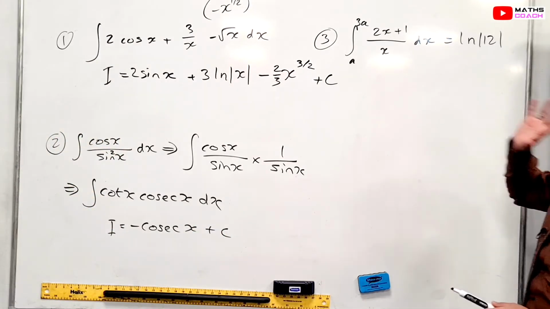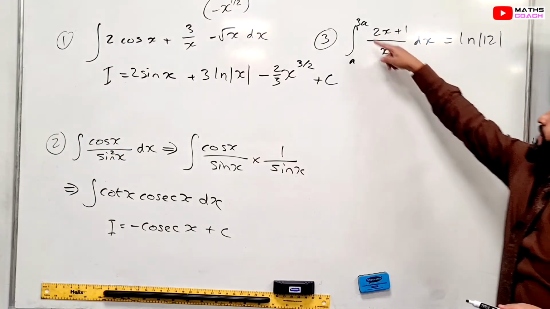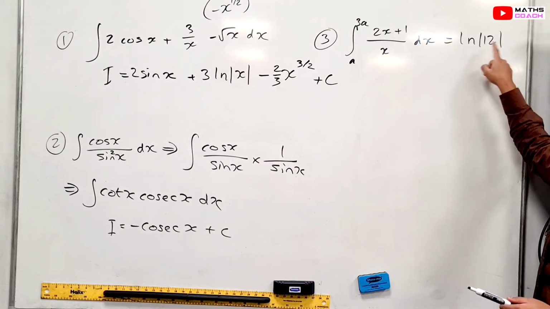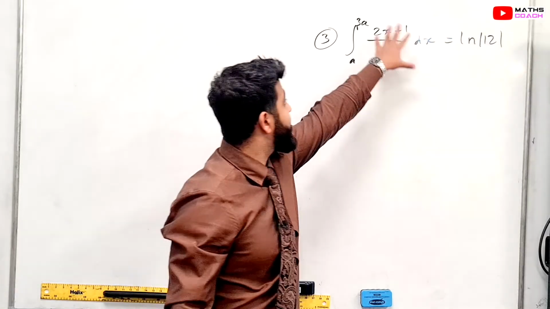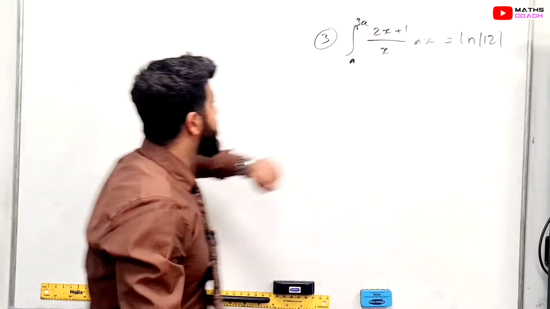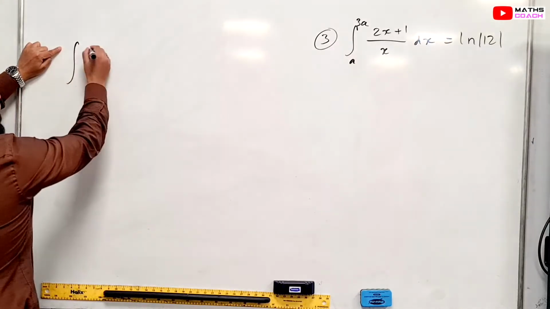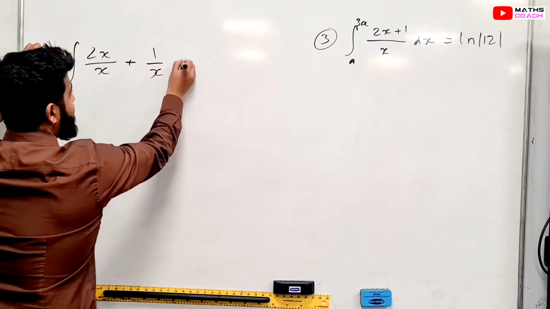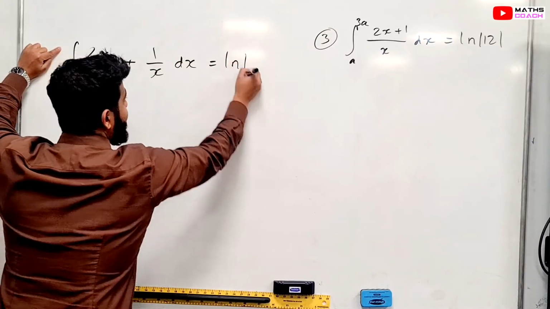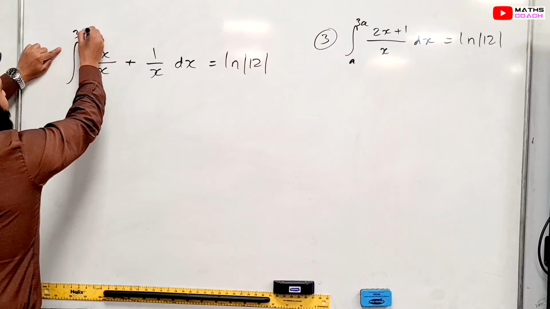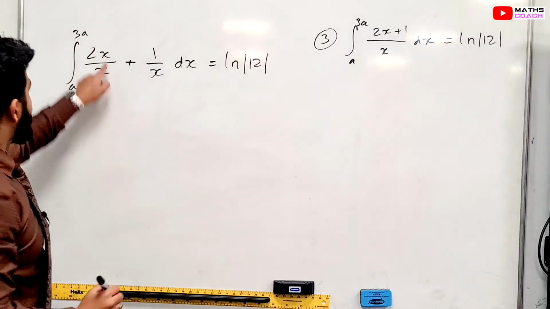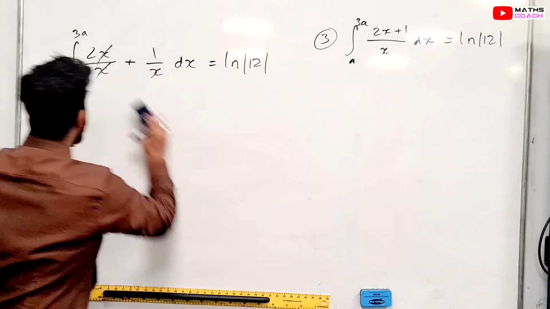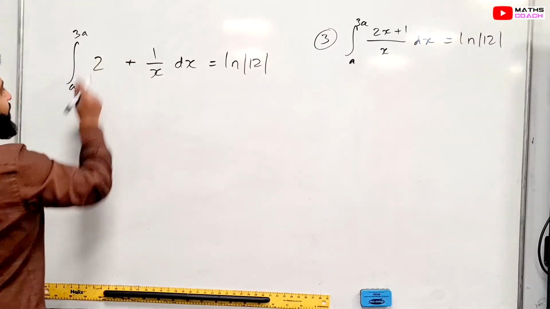Right, now let's have a look at this interesting one. This is definite integration and it's also an equation that's been made to equal ln 12. So step number 1, we can simplify this fraction. Okay, so how can I simplify this fraction? I can have 2x over x plus 1 over x dx equal to ln 12. And we can put our limits in here like that. The x's cancel, so what are you left with? 2. So let's get rid of this and we can just write 2 there.